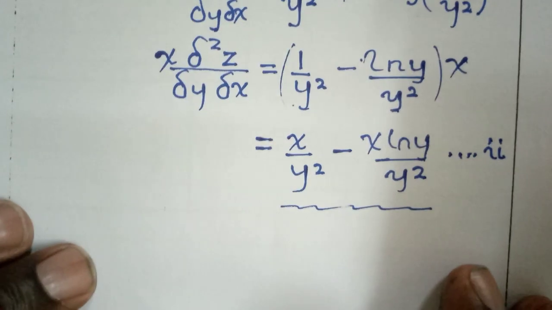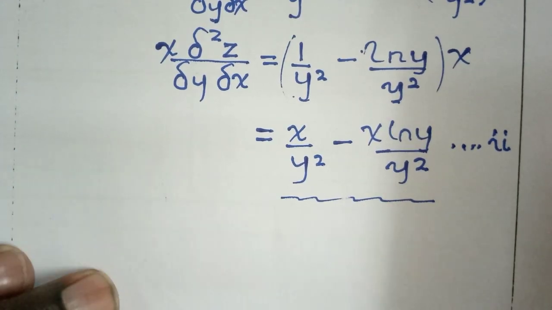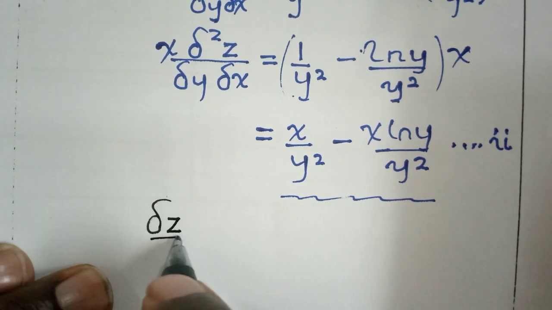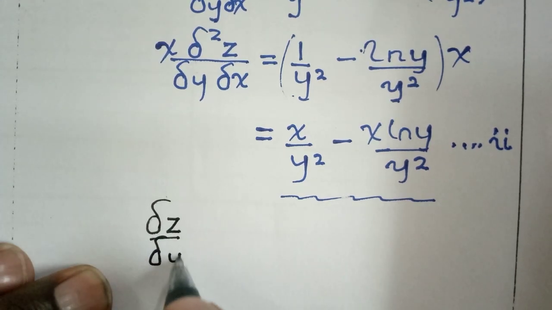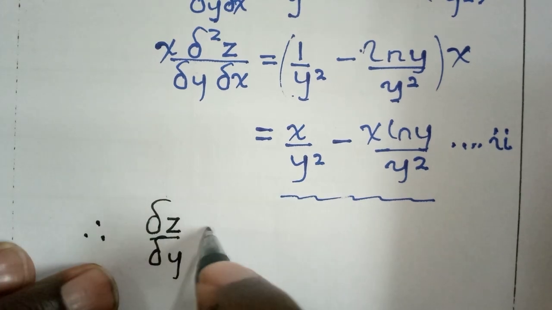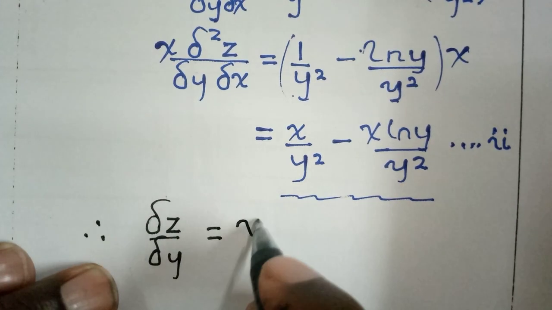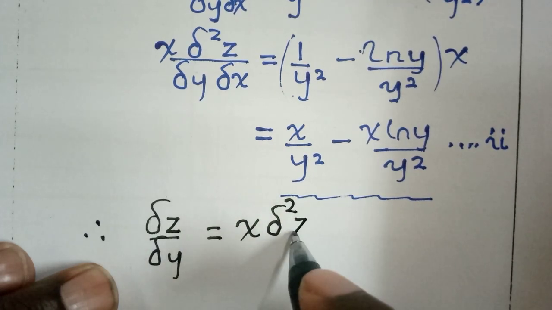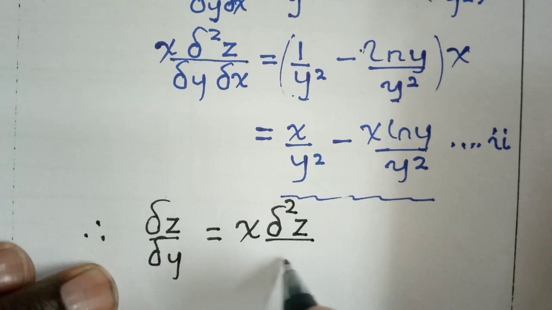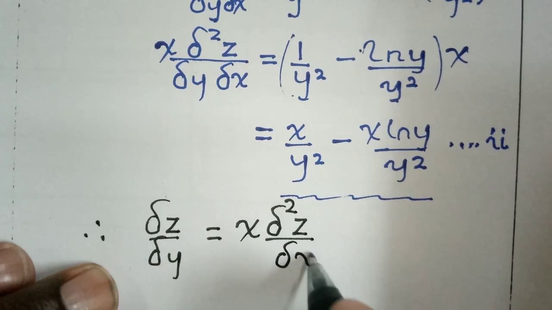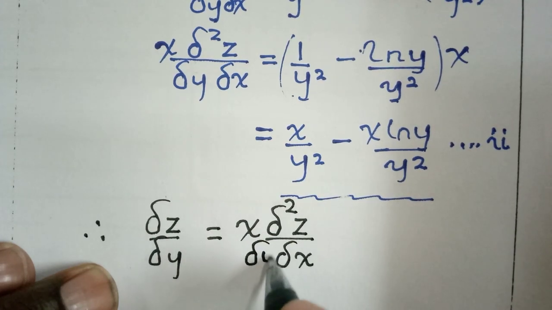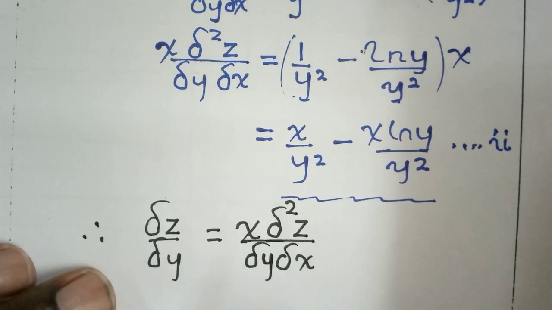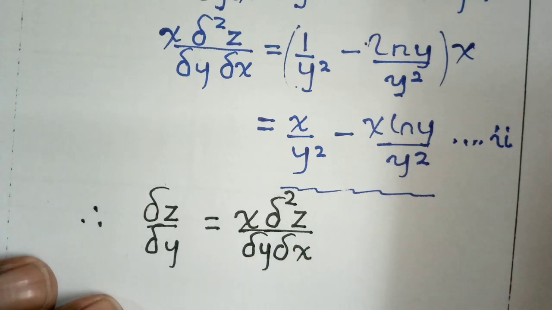to show that we have been able to prove that this partial derivative of z with respect to y, therefore, is equal to x multiplied by the second partial derivative of z with respect to x and with respect to y, like that. So guys, we have been able to prove, as you have seen.